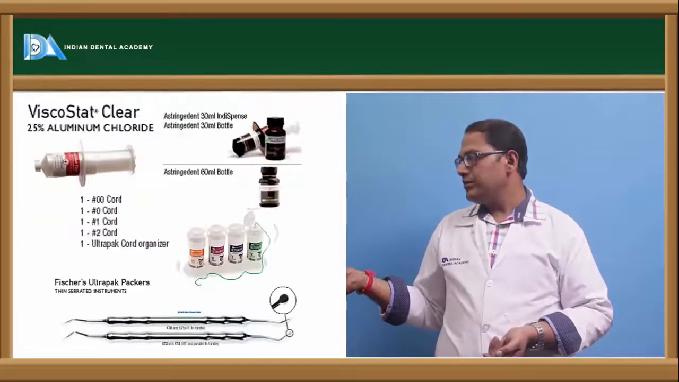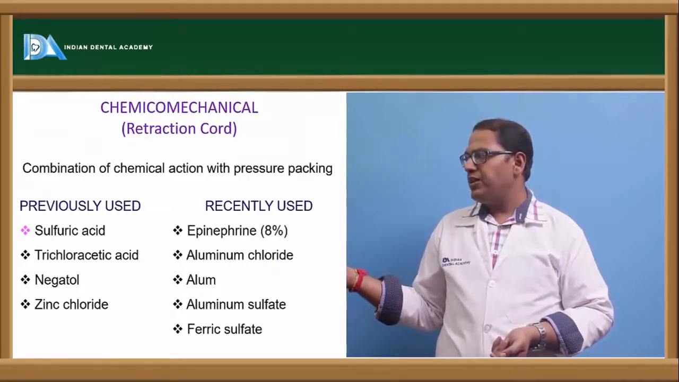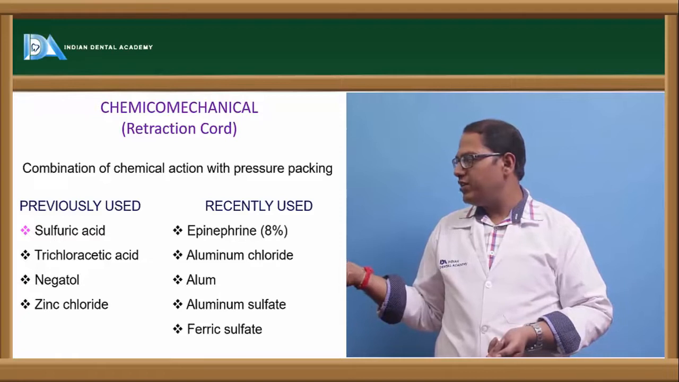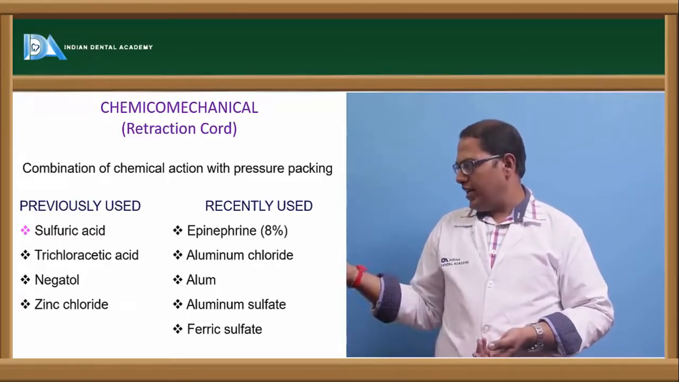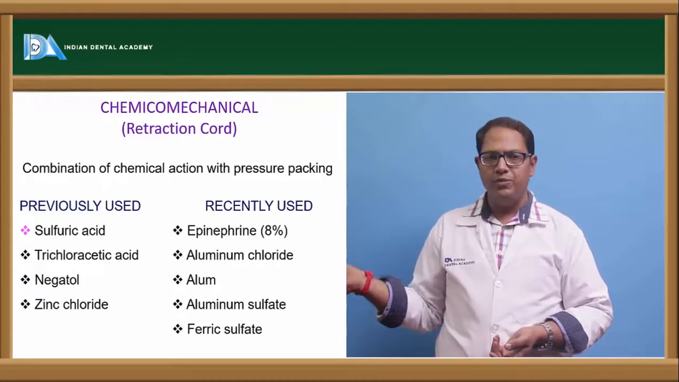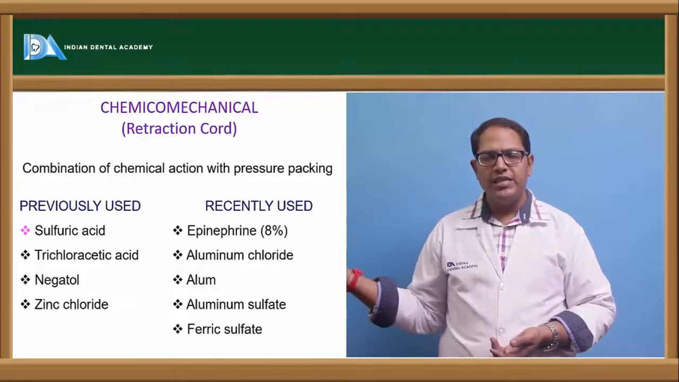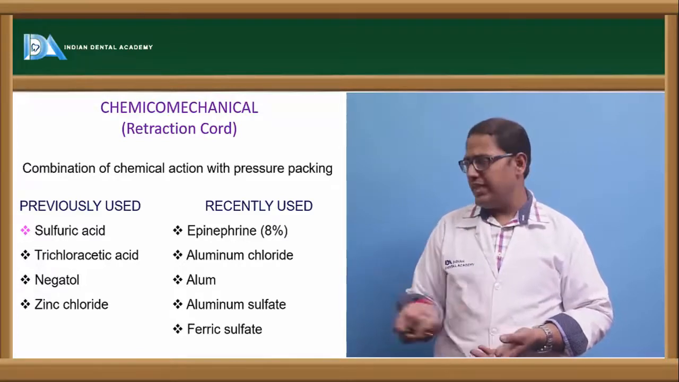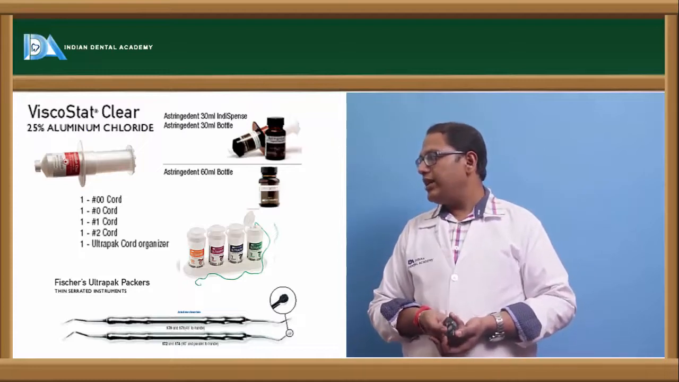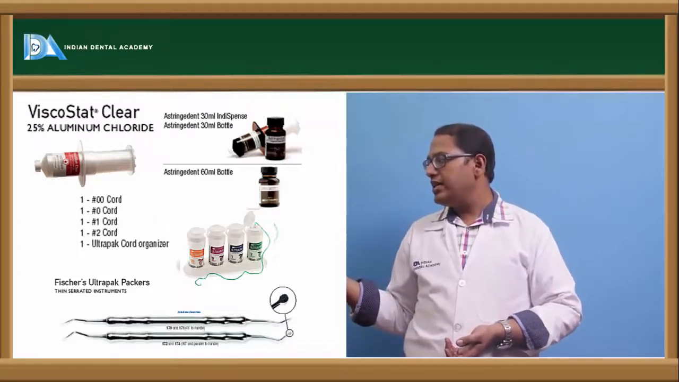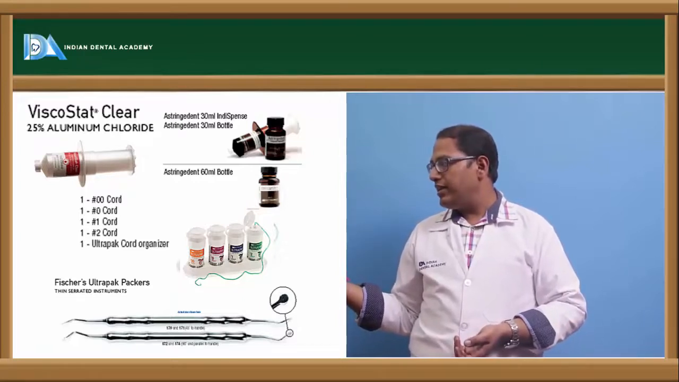Now, do you think that these materials are different? 8% epinephrine is there, 3% ferric sulfate, around 10% aluminum chloride, and aluminum sulfate is near about 15%. So these percentages are varying. Now, if these percentages are varying, will the time also vary? Yes, time will also vary, we'll come to that. So this is a Viscostat Clear, 25% aluminum chloride. You can see 25% aluminum chloride is used, and these are the retraction cords.